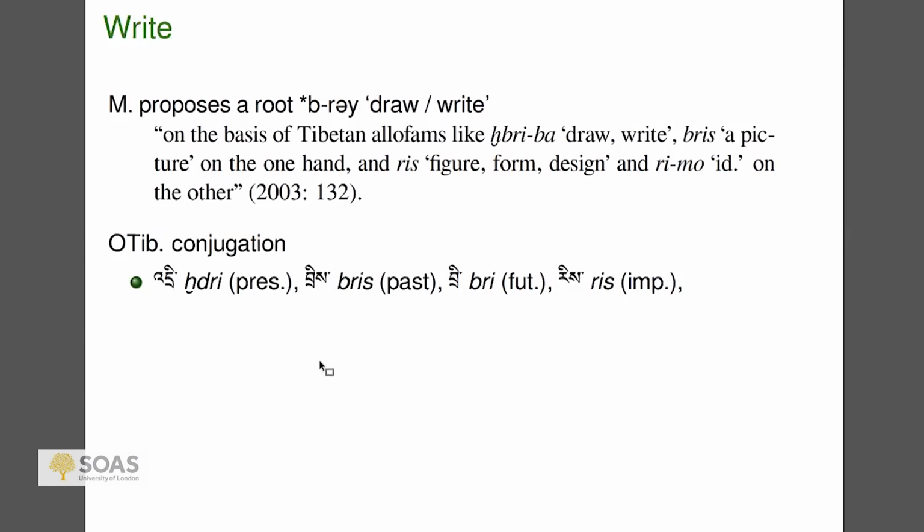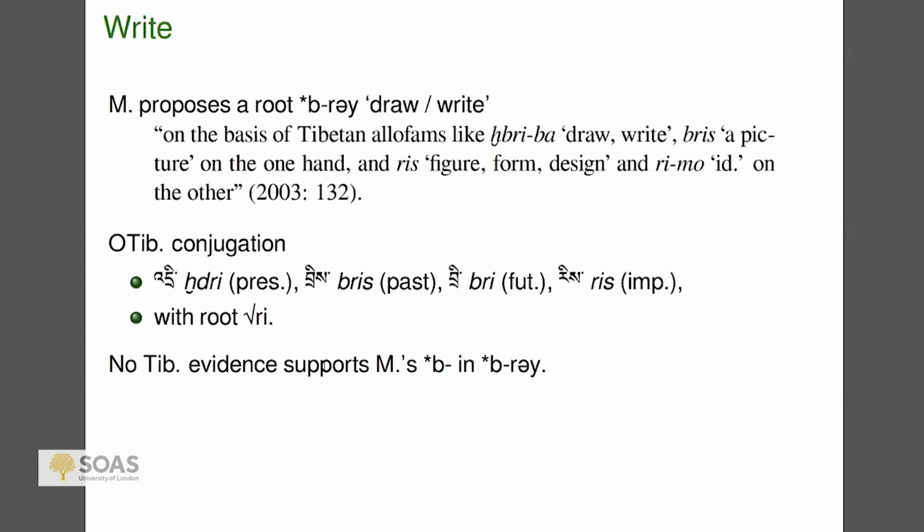So we think that what happened was that the D-B alternation, although regular, was a little untransparent to speakers, so they generalized the past/future form into the present. As for the B in the nominal forms, the two examples that Matisoff gives of the B in Tibetan don't prove the claim he's making, because in the verb it's an innovation, and in the word picture it's derived from the past. A picture is something that has been drawn. So the root is ri, and no Tibetan evidence supports the reconstruction of the B in bre.